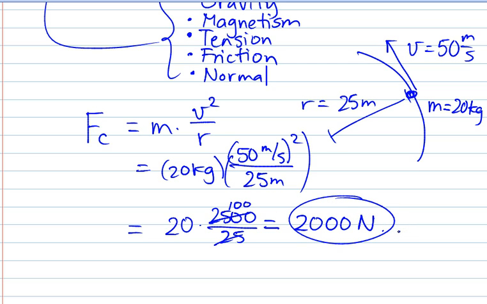Okay, now it's very important that you have kilograms and meters per second and meters. Otherwise, you're not going to get newtons. Okay, so next time we'll look at a few more complicated examples.